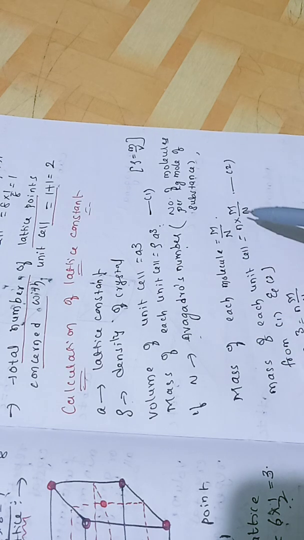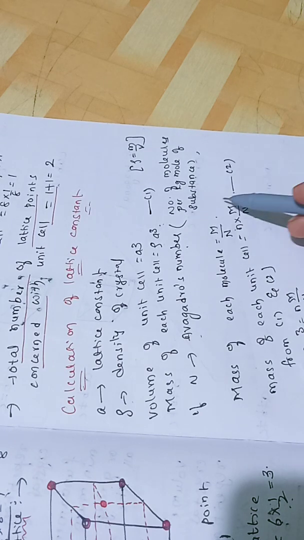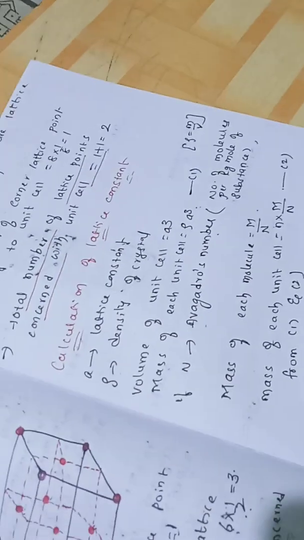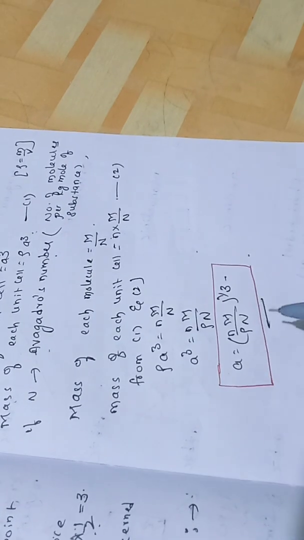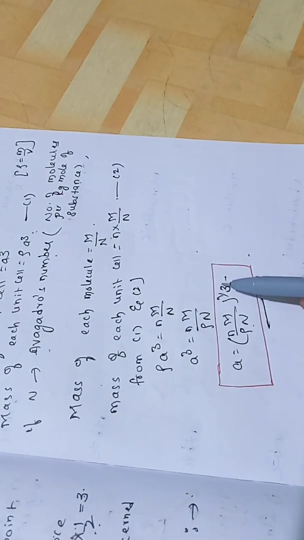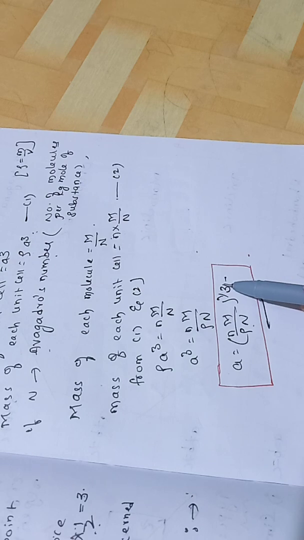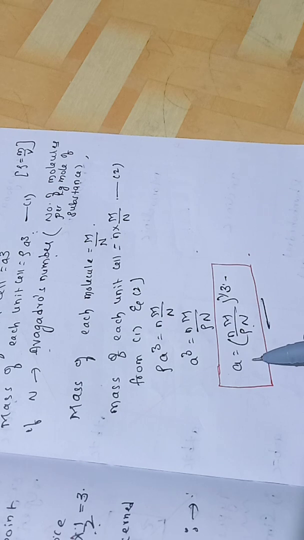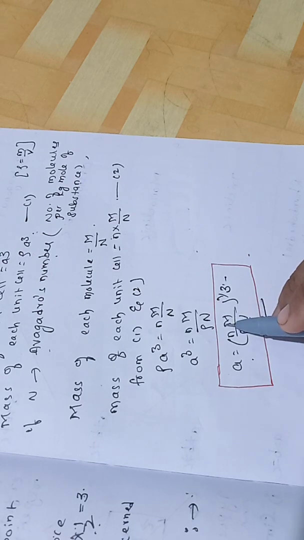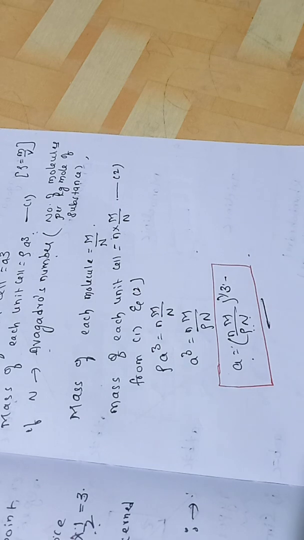So mass can be written as molecular weight by Avogadro number. Mass of each unit cell becomes n into M by N. So rho a cube equal to nM by N. So from that we get a equal to (nM by rho N) whole to the power of 1 by 3. Right? So now this is the formula for lattice constant. Rho is density, N is Avogadro number, M is molecular weight, and here n becomes number of unit cells.